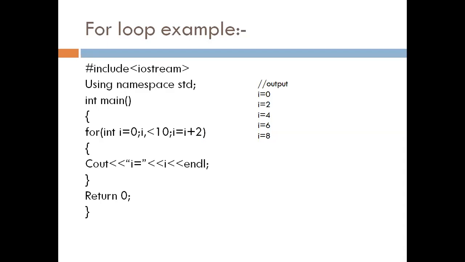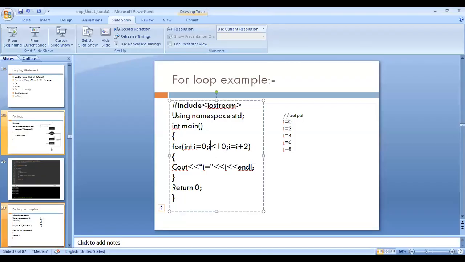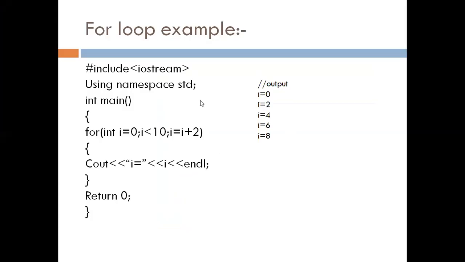It checks the condition whether 2 is less than 10. Yes, 2 is less than 10, so it displays i equals 2. Then it performs the increment, that is i equals i plus 2. Now the value of i becomes 4. It checks whether 4 is less than 10. Yes, this condition is true, so it executes and displays i equals 4. Now it performs the increment, i equals i plus 2, so i becomes 6. It checks whether 6 is less than 10. Yes, the condition is true, so it displays i equals 6.